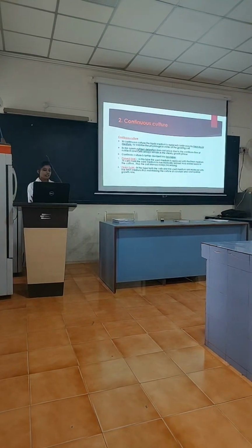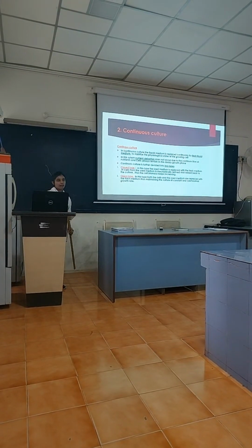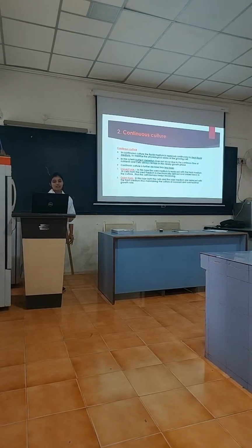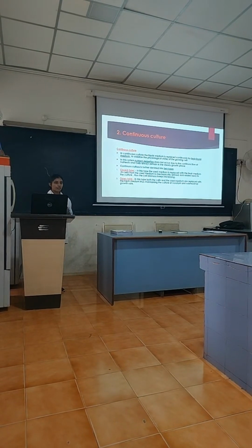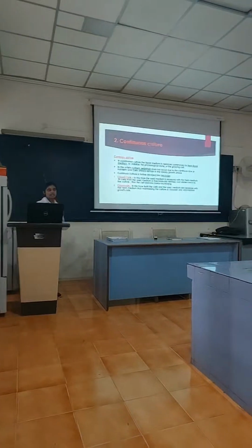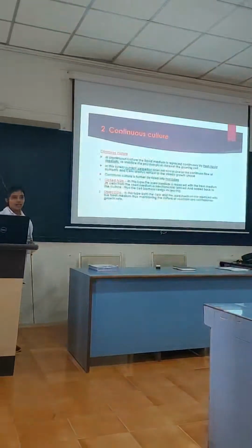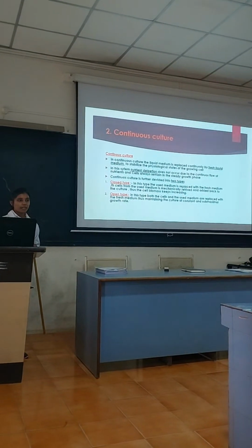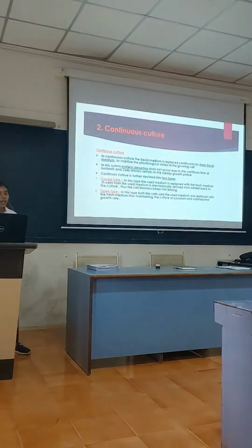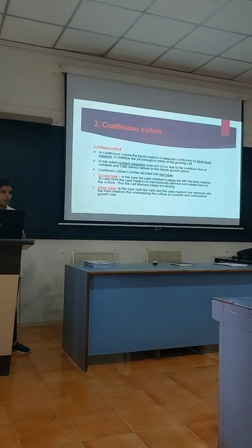Second one is continuous culture. In continuous culture, the liquid medium is replaced continuously with fresh liquid medium to stabilize the physiological conditions of the growing cells. In this system, nutrient depletion does not occur because of the continuous flow of nutrients, and the cells always remain in the growth phase. The continuous culture is further divided into two types. One is the closed type, another one is the open type.